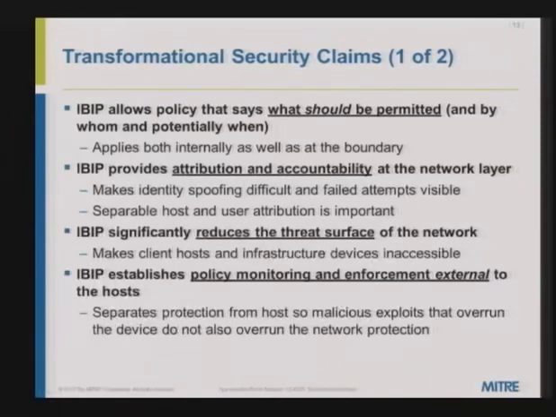IBIP provides attribution and accountability at the network layer, and this is down to both the user and host, by making identity spoofing very difficult and failed attempts visible. This increases confidence in your information. By making clients and infrastructure devices inaccessible, this reduces the threat surface of your network.